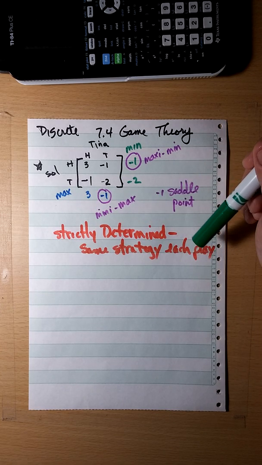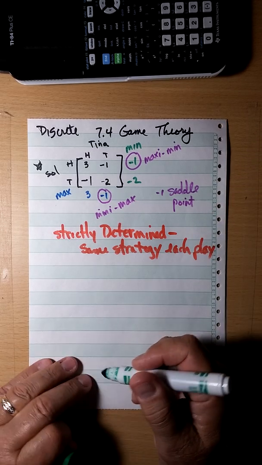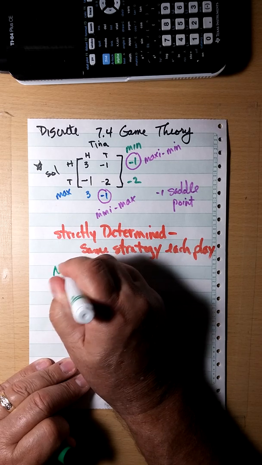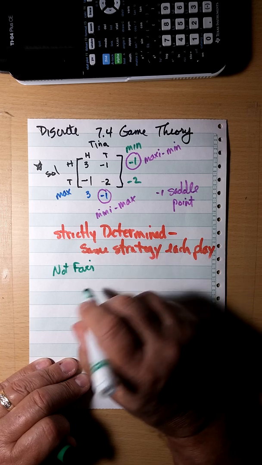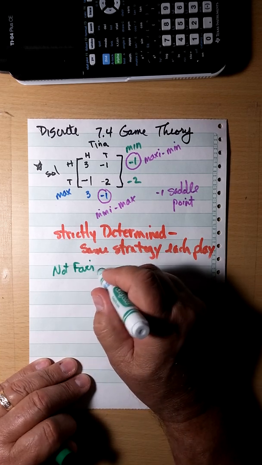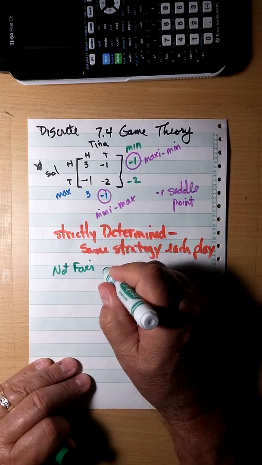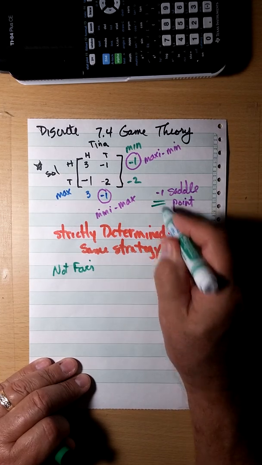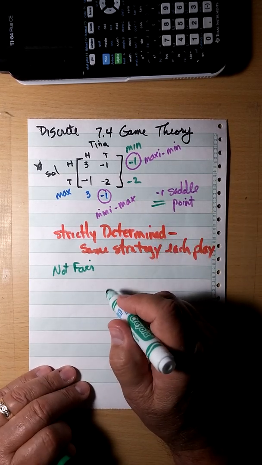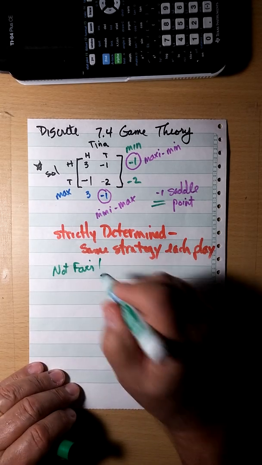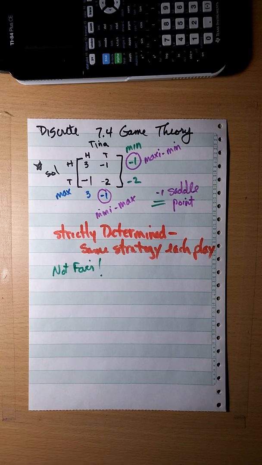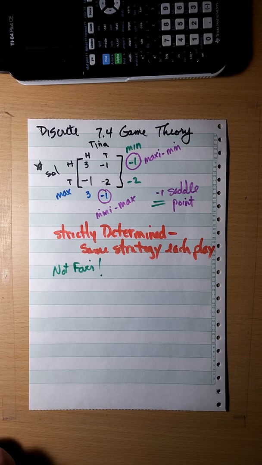So strictly determined. This is not a very good game for Saul, and it is not fair because the saddle point is not 0. Because this is either positive or negative, and it doesn't matter which. Somebody's got an advantage. It's not a fair game. Well, let's try another one of these just to see if we can come up with something maybe a little different.